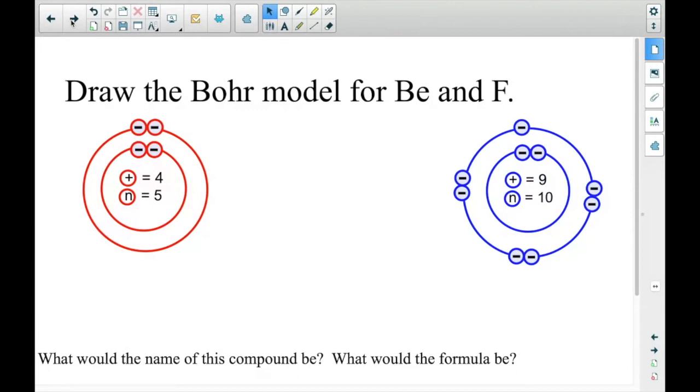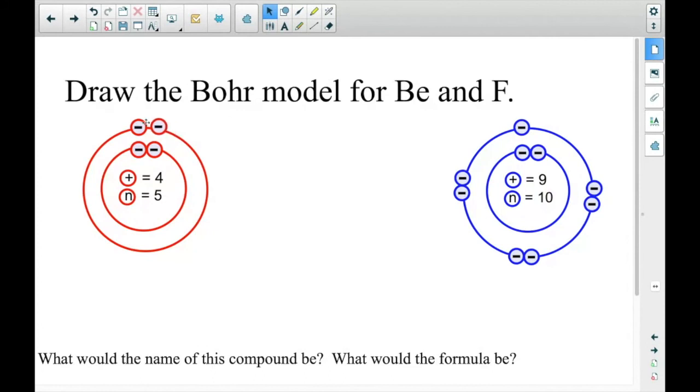Okay, we got a problem. Be really wants to get rid of 2 electrons, or gain 6. No, it's not going to gain 6. It wants to get rid of 2 electrons. But if Be gives one of its electrons to fluorine, yay, fluorine's super happy, everybody wins. No, everybody does not. The Be is not happy right now.